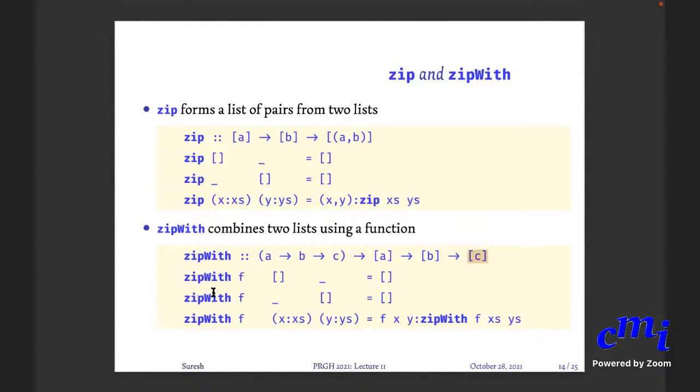So zipWith of f, empty list, anything is empty list. zipWith of f, anything, empty list is empty list. In fact, I don't even need to say f. Finally, zipWith f applied on x colon xs and y colon ys is nothing but f applied to x y followed by zipWith f xs ys. Is this clear? This is the crucial recursive case.